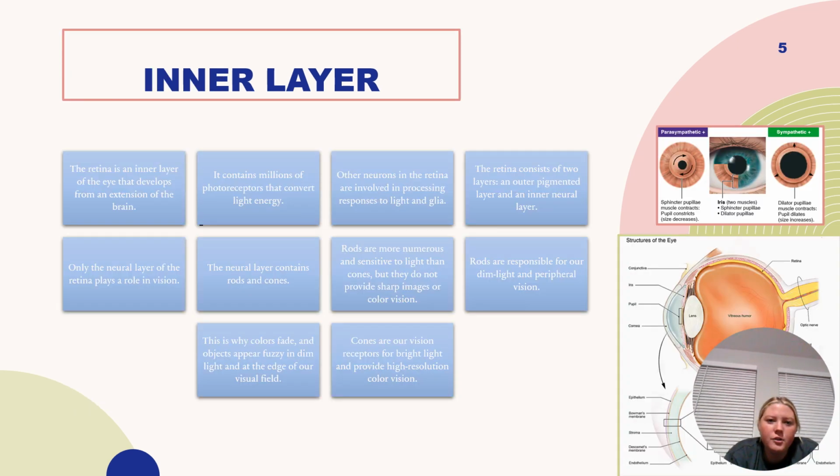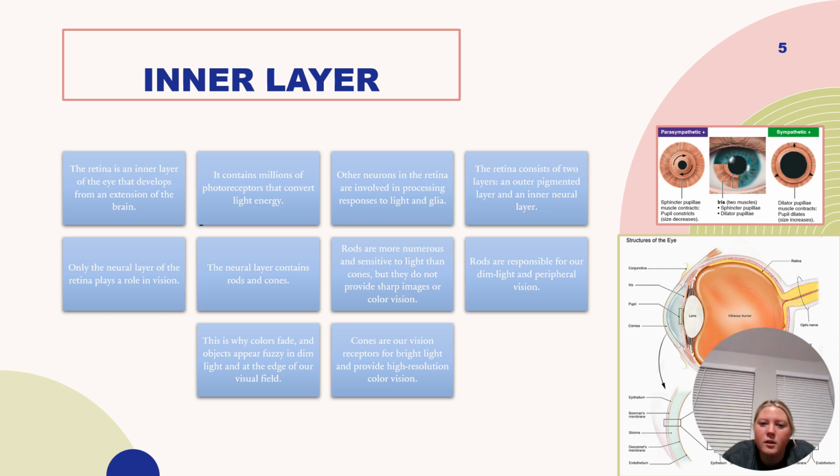Okay, moving on to the inner layer, it's the retina, which develops as an extension of the brain and contains millions of photoreceptors that convert light energy, and other neurons involved in processing responses to light. It consists of two layers, an outer pigmented layer and an inner neural layer, and only the neural layer of the retina plays a role in vision, the rods and the cones.